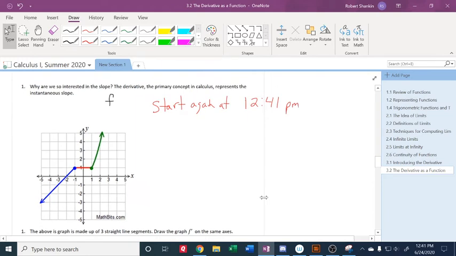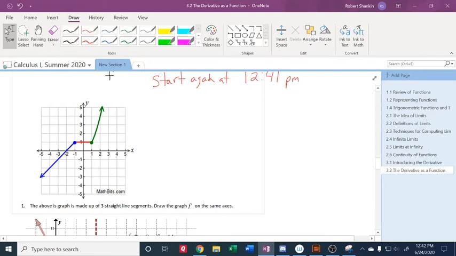We'll start up again. All right, so there's a graph. The graph above is made up of 3 straight line segments. The farthest one to the right looks a tiny bit curved, but imagine that it's straight. I pulled these from the internet, so quicker than me just making them up. It says, draw the graph of f prime of x on the same axis.